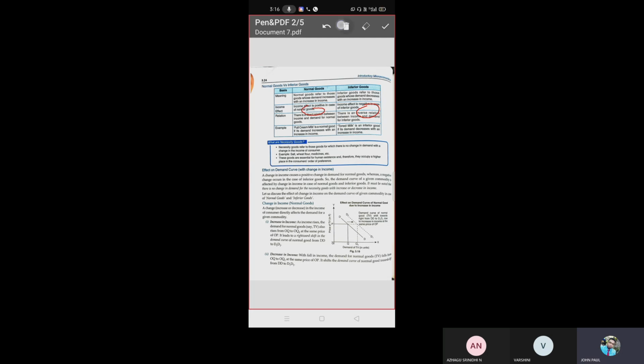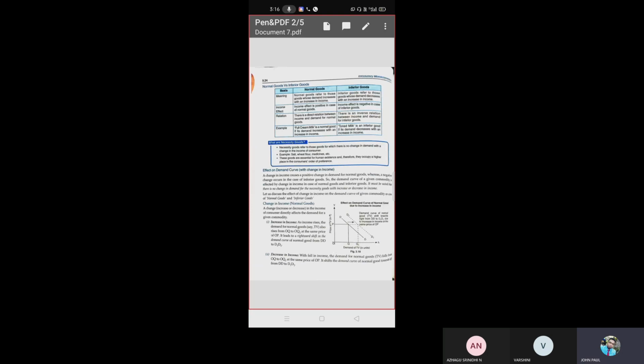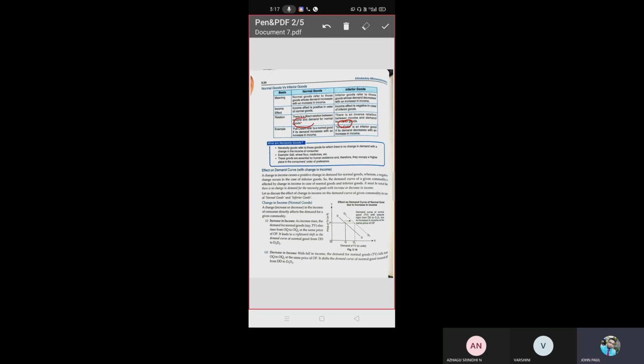This is a direct relationship. Example: full cream milk is a normal good, as its demand increases with an increase in income. Full cream milk is a little expensive product, a normal good. So when we get more income, we'll spend more on full cream milk. Toned milk is an inferior good, a second quality good. So when income increases, we won't go for second quality milk; we'll go only for creamy milk. When income increases, the consumption of inferior goods will decrease. Clear?